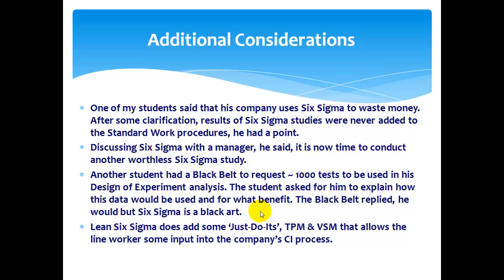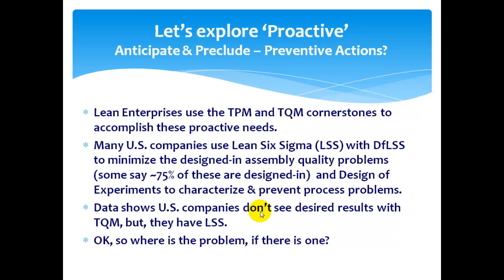workless Six Sigma study." Another student had a black belt request approximately 1,000 tests to be used in his design of experiments analysis. The student asked him to explain how this data would be used and for what benefit. The black belt replied he would, but Six Sigma is black art. Lean Six Sigma does add some just-do-its, TPM and VSM, that allow the line worker some input into the company's continuous improvement process.